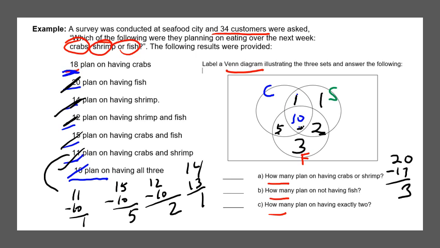18 are having crab. If I have 18 having crab, squeeze it over here, well, in the crab circle we have 16 people, meaning 2 people are missing. But again, there's only one region left. Those 2 people have to be there. Now there's one region that's missing, and that is the people that are having none of them.